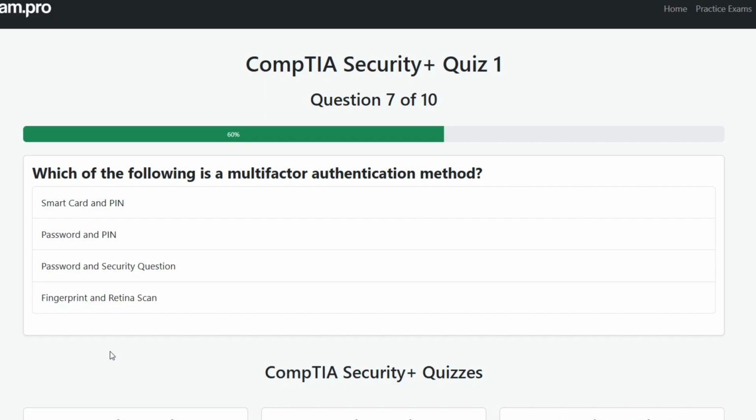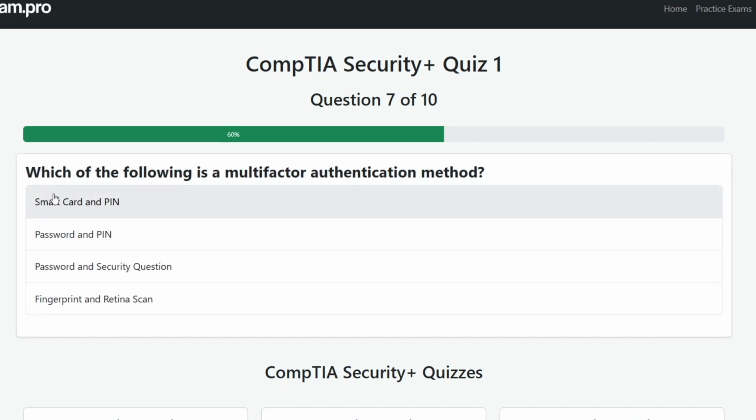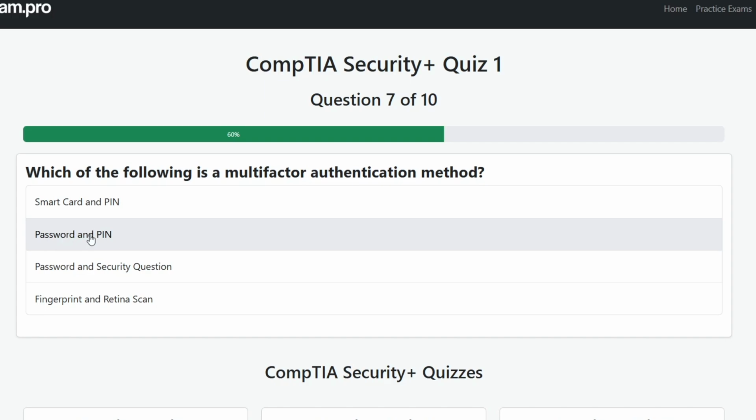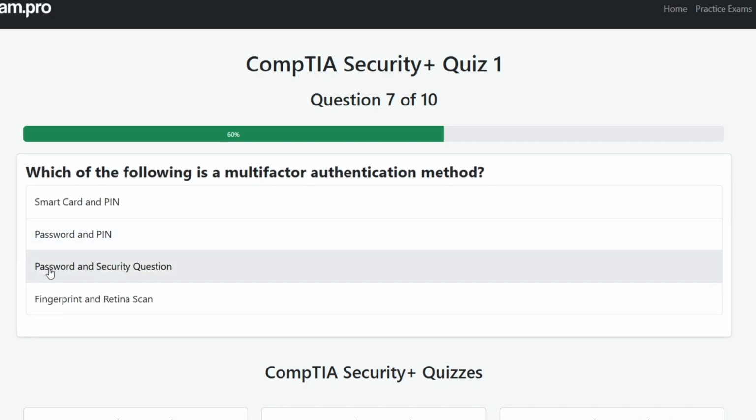However, let's say you do a password and you do your fingerprint. That would be two factors. You're using something that you know and something that you are, which is your fingerprint. So in this scenario, password and a PIN would not work because those are two things that you know. Password and a security question would be the same exact thing.